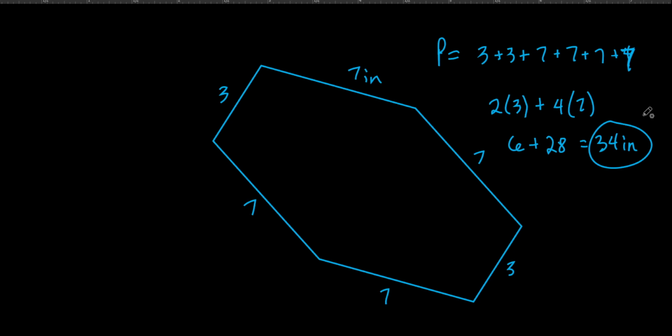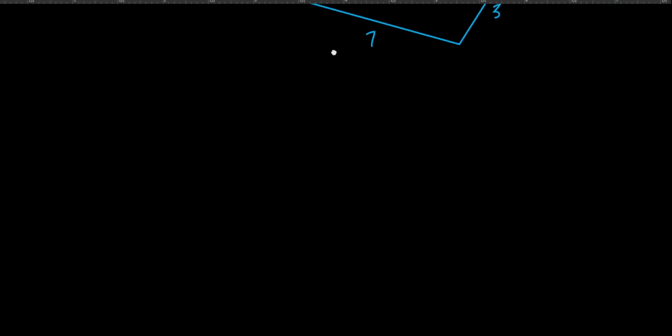Perimeter is just the distance around something. Later on in the book, we're going to do a lot more with perimeter, and it's going to be a little more complicated. But right now, this is just the basics, just the foundation. That's all we're doing, just laying a foundation.